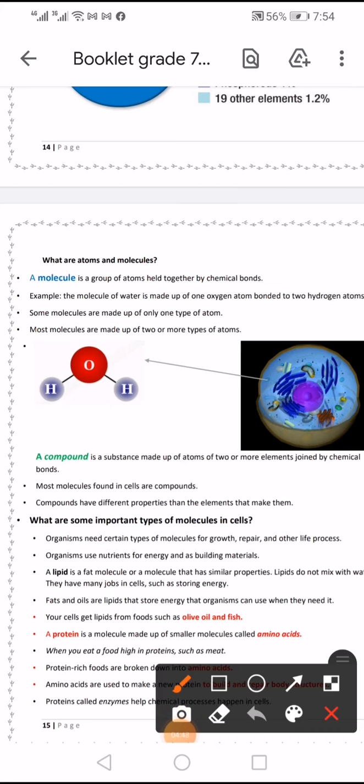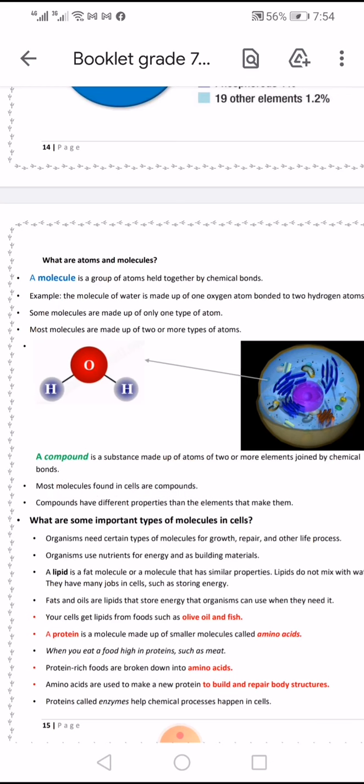What are some important types of molecules? Most molecules found in cells are compounds. So we have compounds in a cell. Compounds have different properties than the elements that make them.